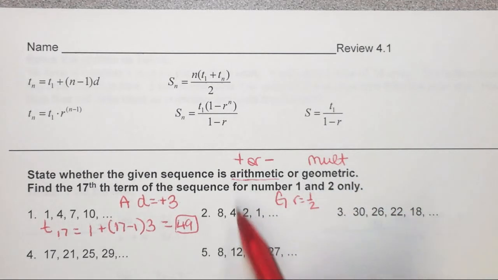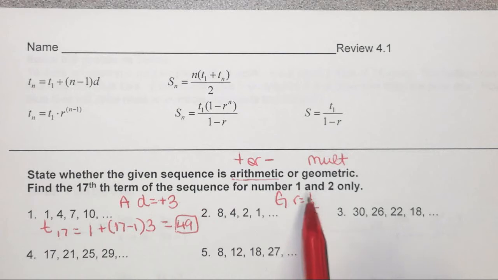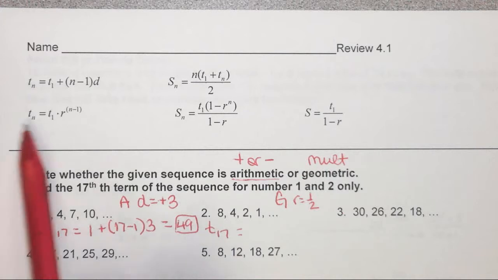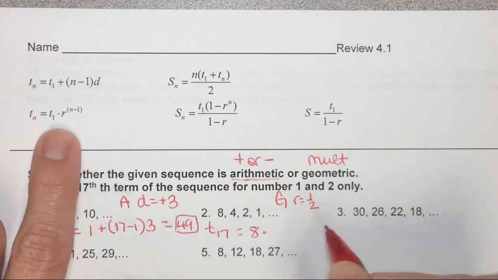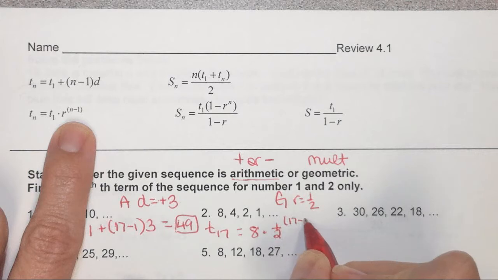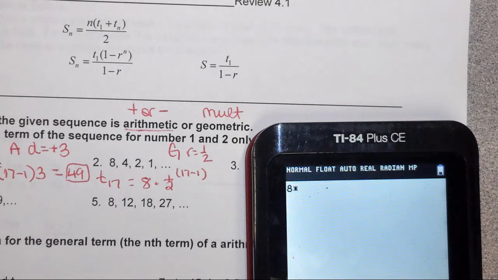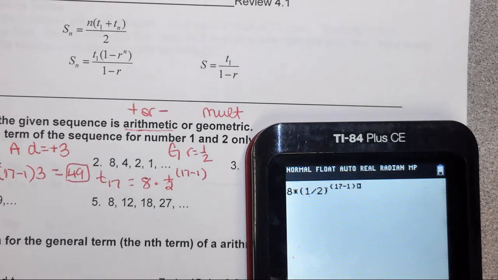Remember, to find r, you just divide the second term by the first term. 4 divided by 8 is 1/2. Now it says I need to find the 17th term for problems 1 and 2. Because it's geometric, I'm using this equation. This equation says to take the first term and multiply it by r raised to the n minus 1. So I'm going to type this in my calculator. I have 8 times 1/2 raised to the 17 minus 1. You don't actually have to type in 17 minus 1. Hopefully you know that that's just 16.